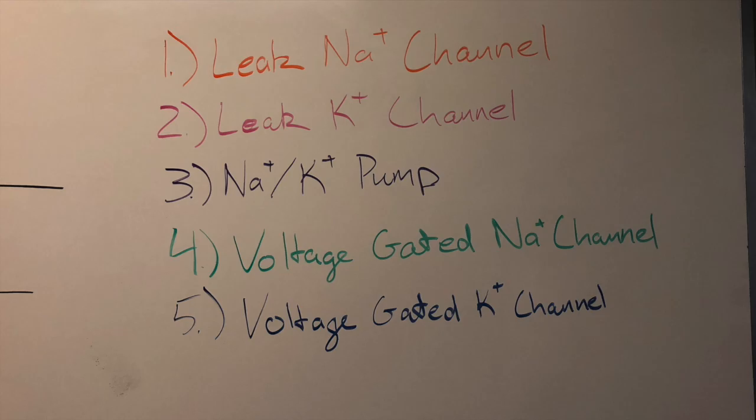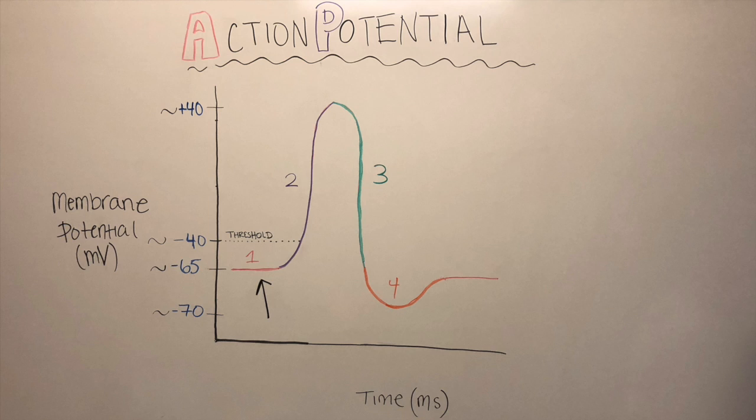We have 5 major players that you need to know to understand action potentials: the leak sodium channel, the leak potassium channel, the sodium-potassium pump, the voltage-gated sodium channel, and finally the voltage-gated potassium channel. The first stage is the resting membrane potential. At this stage, the membrane potential will be approximately negative 65 millivolts for a typical neuron. This number is established due to diffusive and electrochemical properties of sodium and potassium.